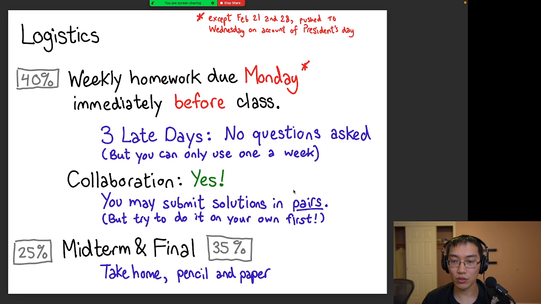The other point is the late policy for this class. The homeworks are due on Monday, right before class. Well, actually, I'll accept up to 5 p.m., so you can keep working on it during class. Everyone will get 3 late days, no questions asked, but you can only use 1 a week. So if you need a little more time, you can take a late day and just submit the homework on Tuesday. No problem. I won't ask any questions. And you get 3 of those for the entire class. There are 11 homeworks, so you can do that 3 times.